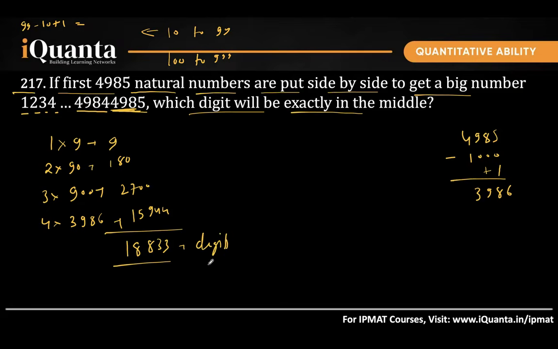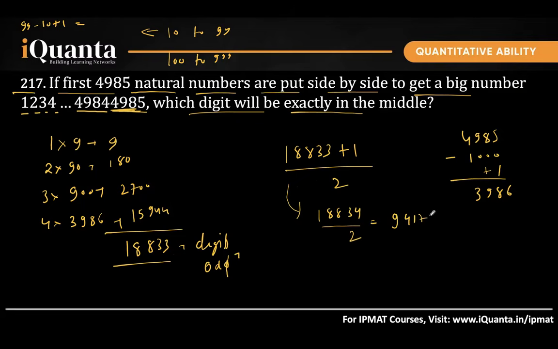These many digits are there. So these are an odd number of digits. That means you have to find out the median digit, which comes exactly in the middle. So you just have to do what? 18833 plus 1 by 2. Yes or no? This is what you do to find out the median value in case of an odd number of data, right? So that is 18834 divided by 2. If you do this, you get 9417. You actually need the 9417th digit.